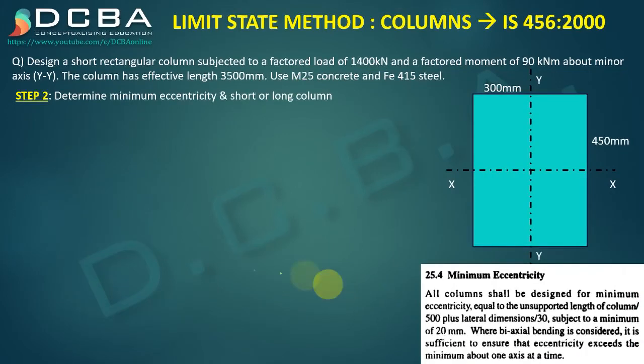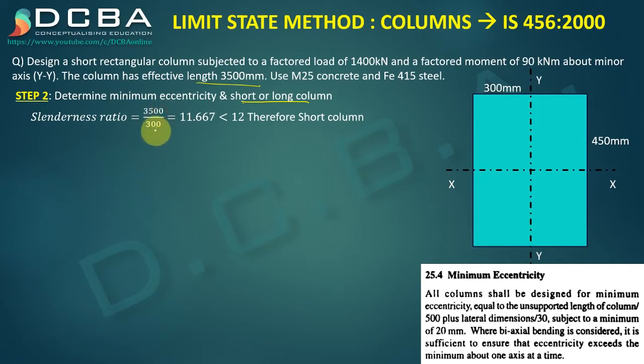Step 2 is to determine the minimum eccentricity and to determine whether it is a short or long column. To determine if it is a short or long column, we need the slenderness ratio. So it is L effective upon the least lateral dimension. Already effective length is given, which is 3500. So 3500 divided by 300, because that is the least lateral dimension, right? It is equal to 11.667, which is less than 12. Therefore it is a short column.